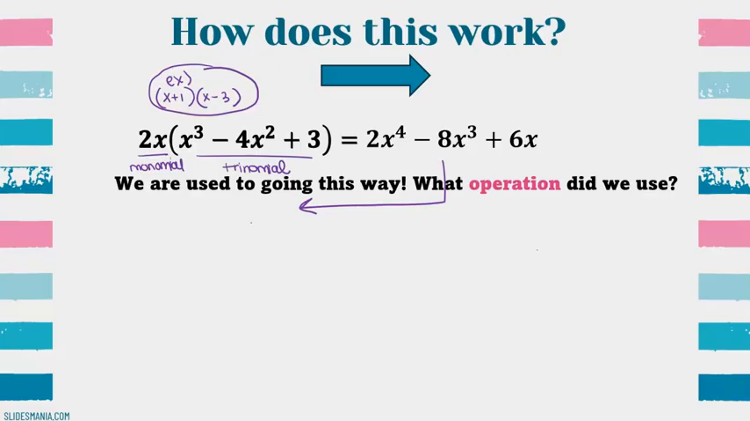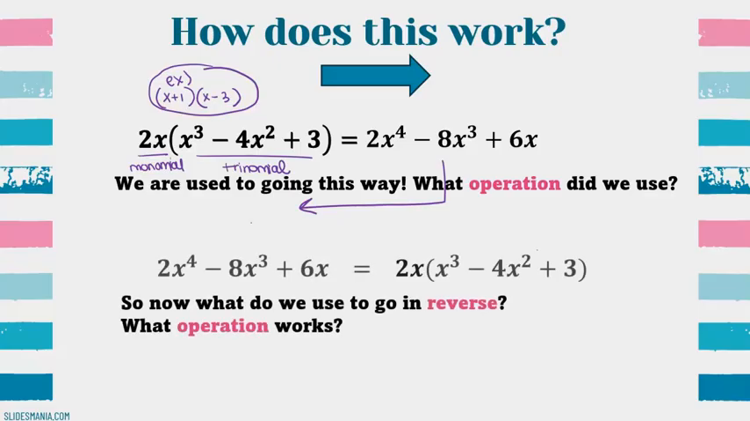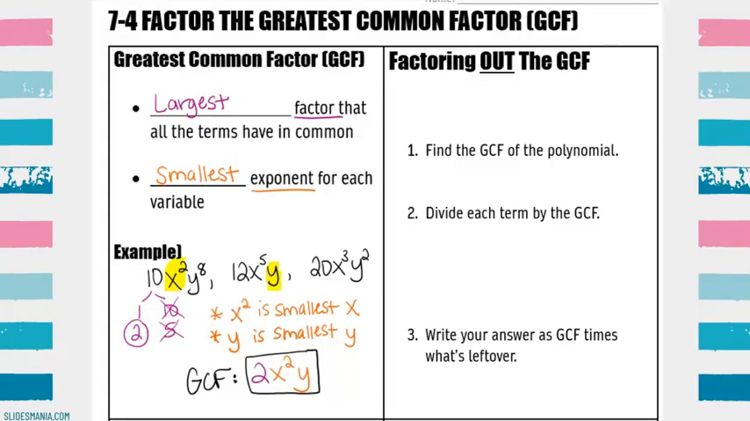Well, if we multiply to go forward, what operation do you think we're going to do to go backwards? We will end up using division. And 2x, this monomial out in front, is going to be our GCF. All right, let's do an example, and it will make a lot more sense as we go.